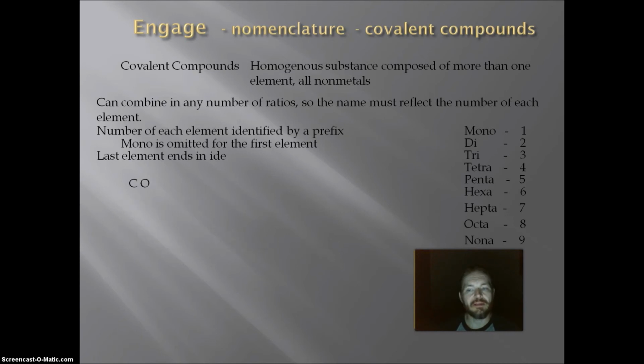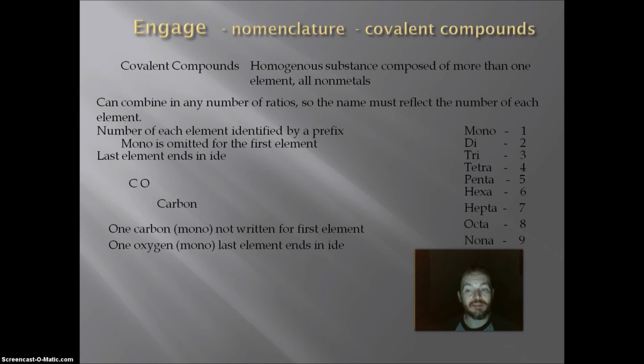Let's try another one, CO. If we look at that, we have one carbon, which would be mono, but because it's the first element, we don't write the word mono, and we just write carbon. The second element, oxygen, there's also only one, so it gets mono, and because it's the last one, it also gets the "-ide". So this becomes carbon monoxide.